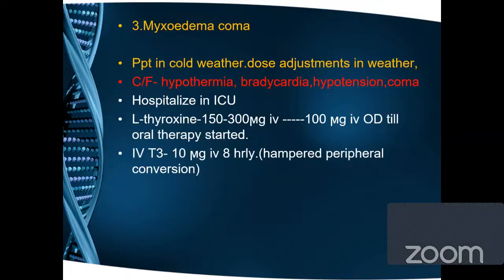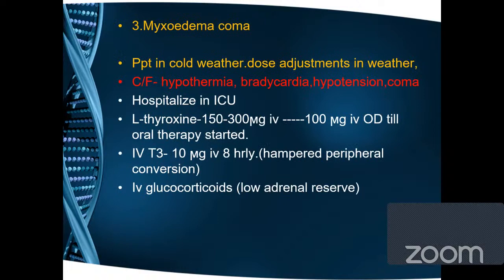In some cases, you can give T3 also, because peripheral conversion will be hampered. In that case, you can give IV T3, that is 10 microgram IV 8 hourly. If there is associated cortisol deficiency, IV glucocorticoids can be given, because many of the patients suffer with this.